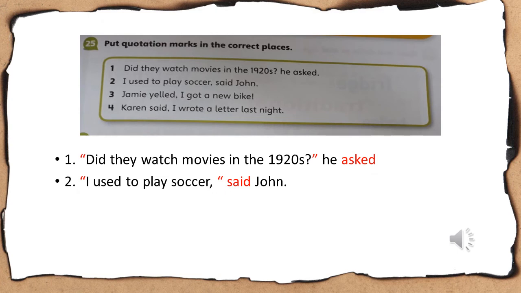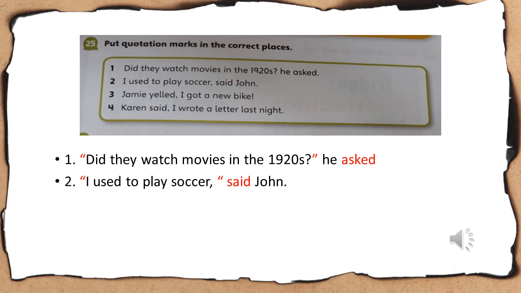Page 85, Activity 25. Put quotation marks in the correct places. Here we have 4 different sentences, and it's just necessary to write the quotation marks where it is necessary. For example, number 1. "Did they watch movies in the 20s?" he asked. Remember that we write quotation marks at the beginning and at the end of what people said.